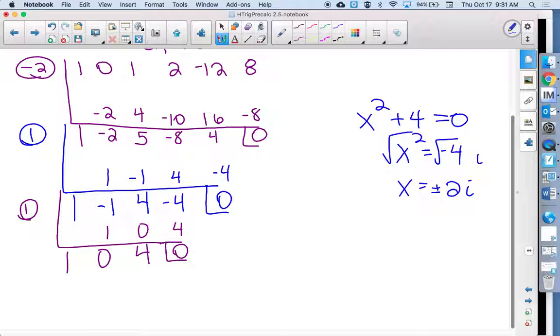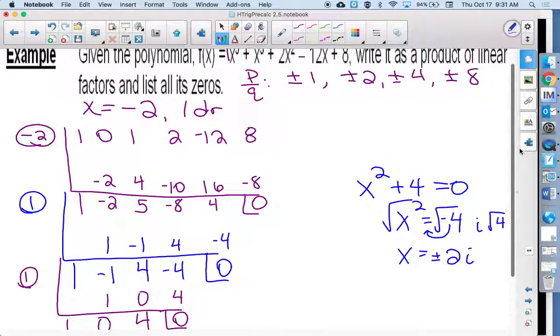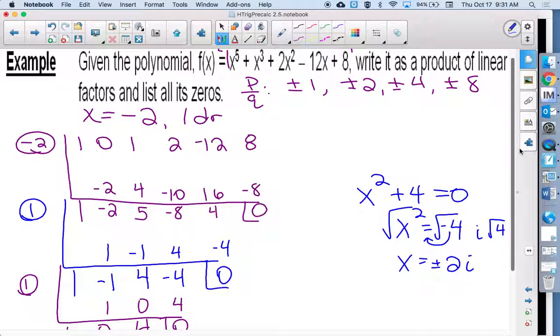So really this is i and the square root of 4. So the negative goes out and makes it the i. And then we have the plus or minus. So the problem said to list all of its zeros. So I have x equals negative 2, x equals 1. And then I can put the 2i and the negative 2i. So here would be my zeros.